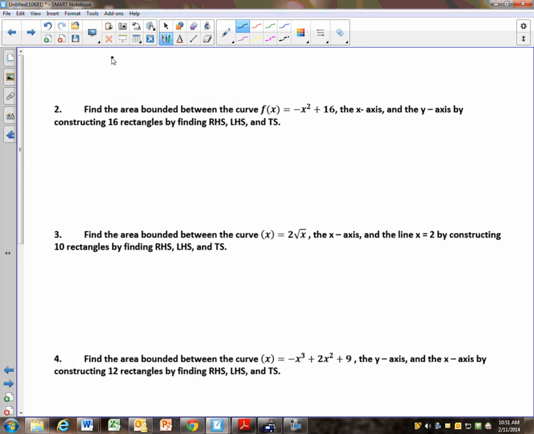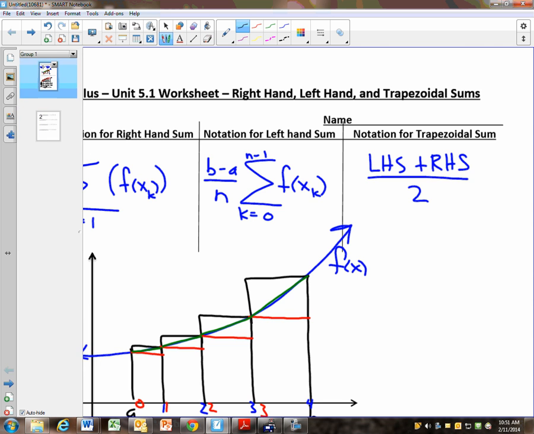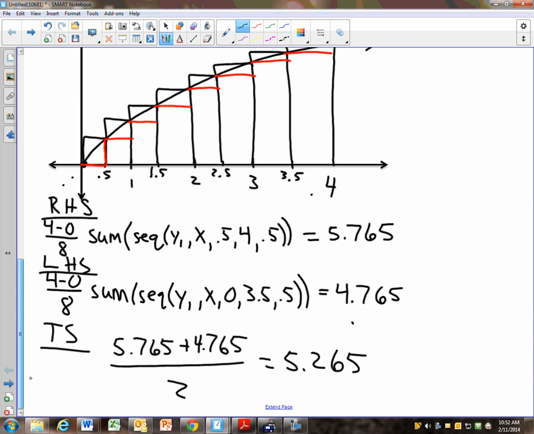All I want you to do is, you don't have to do anything by hand for your work, because you're going to have to do this on the test. You have to write down the right-hand sum, left-hand sum, and the trapezoidal sum. You have to write down these pieces. That's your work. We have to see what you started with for your start point and your end point. Okay? That's what I need to see from you.